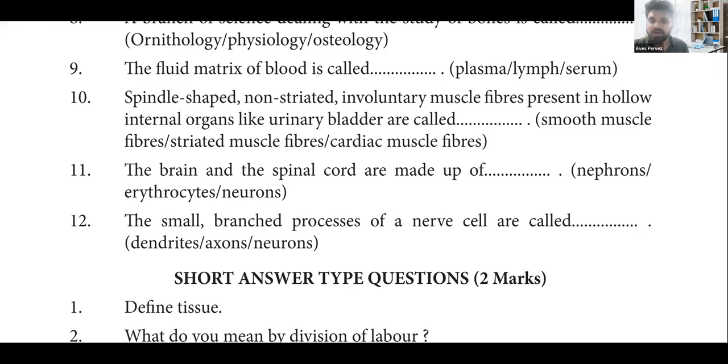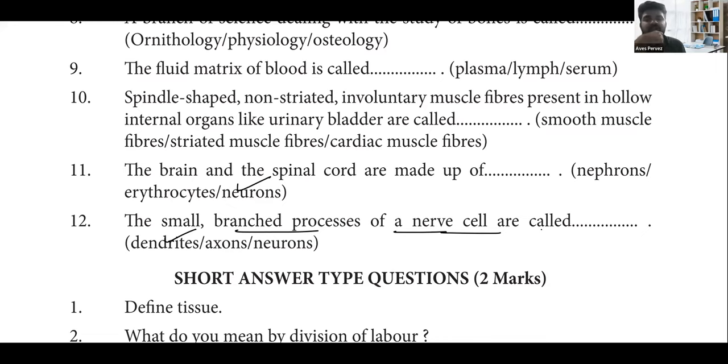The small and branched process of a neuron or nerve cell is called? Dendrite, axon, or what is it called? Please tell me. Dendrites. Okay. The brain and spinal cord are made up of neurons. Okay. Neurons.